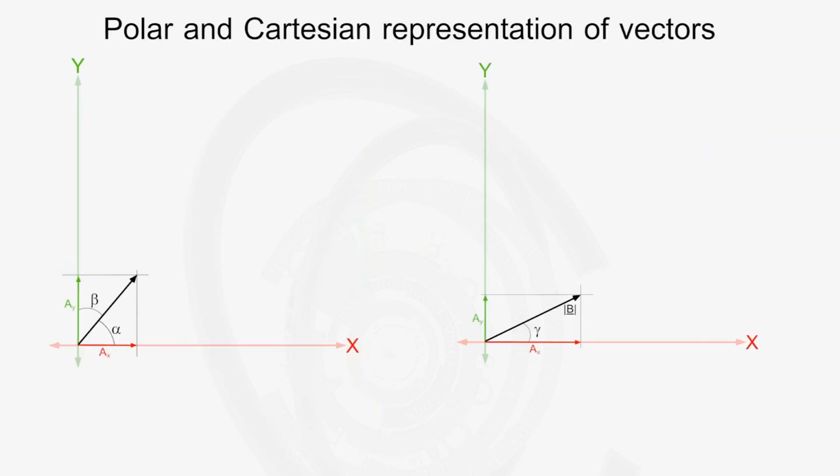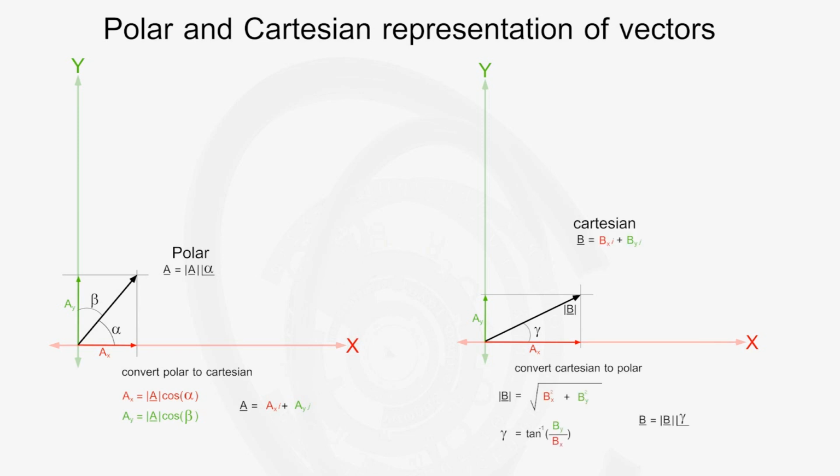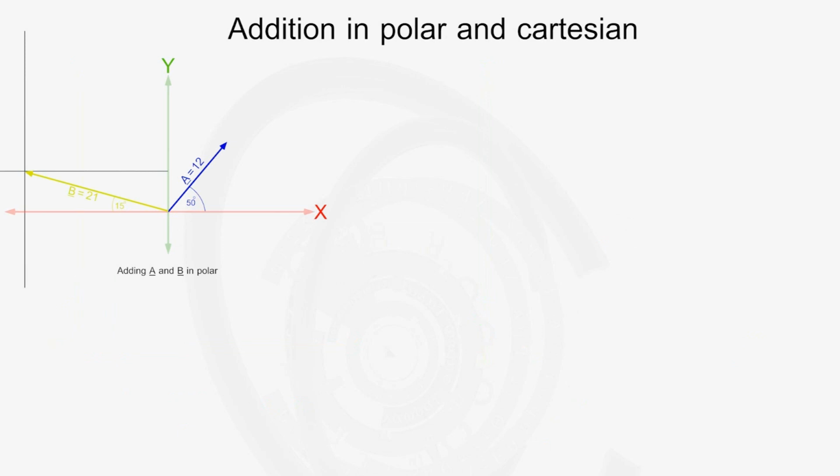Summing all things up, we can come to a conclusion. That vector can be represented in 2 forms: polar form and Cartesian form, with these relationships between them. Let's have another example, and see how we can add vectors in both ways: polar and Cartesian.